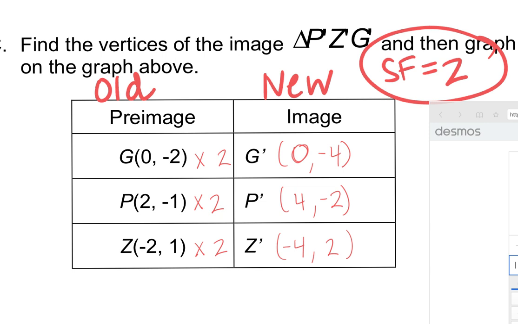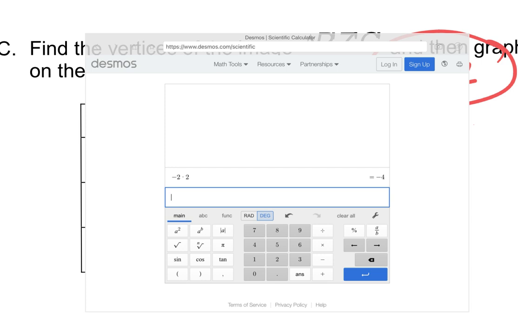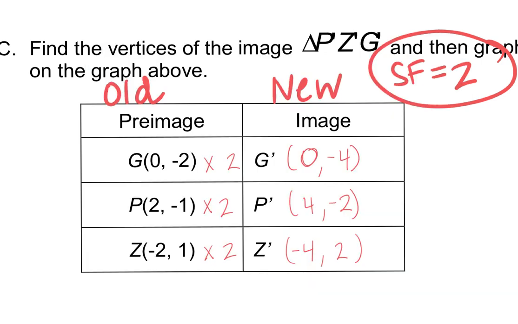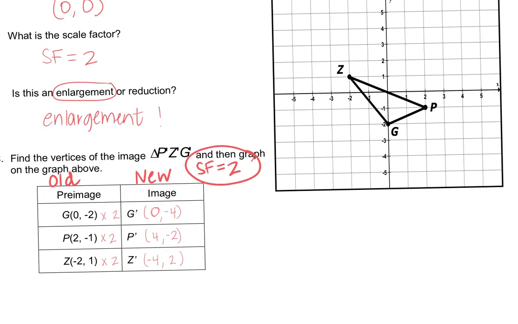All right. So our next part is to actually graph this in our graphing part of our page. The new points that I got, I'm going to graph them on my graphing paper here. So I'm going to graph G prime first, 0, comma, -4. And I'm going to label it G prime. 4, -2. I have to find 4, then go down 2. And this is P prime. And then the last one, -4, 2. And I have to go up 2 right there. And this is Z prime. And I'm going to make this connection.